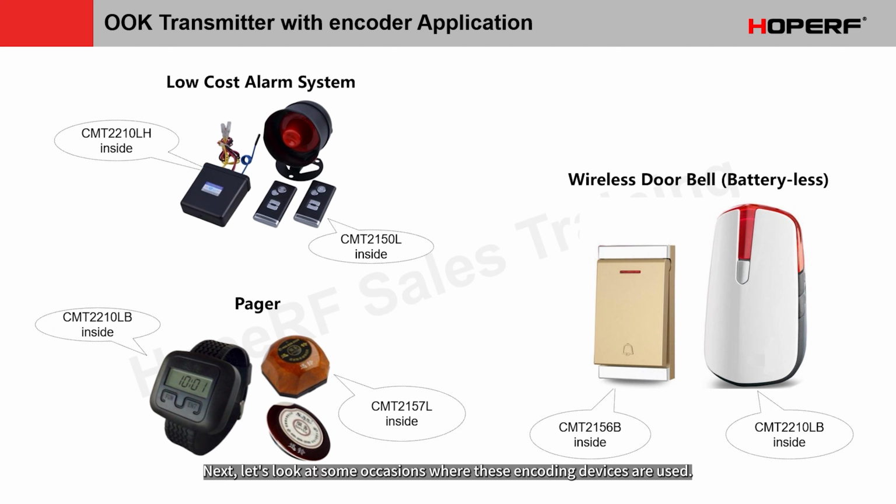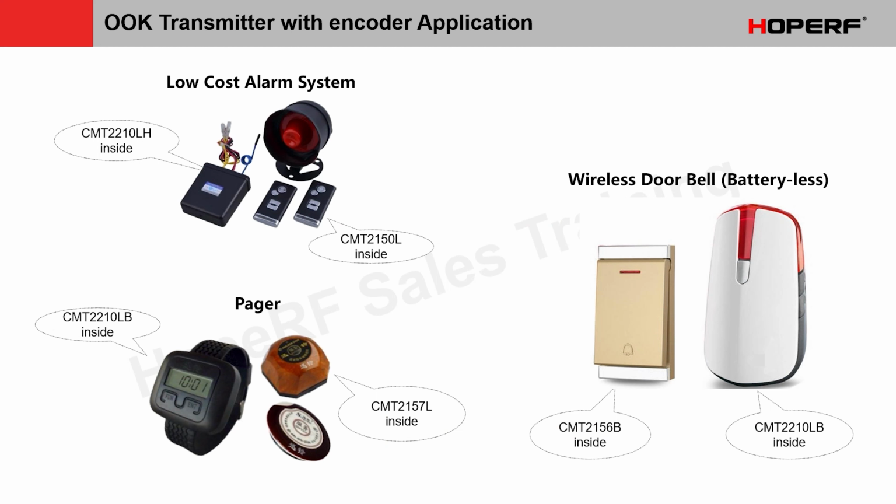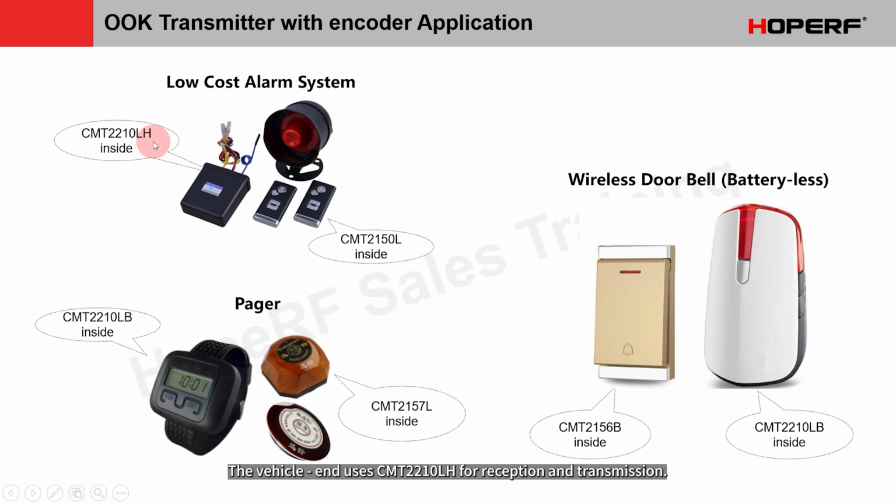Next, let's look at some occasions where these encoding devices are used. Here are 3 examples. 1. Low-cost alarm systems. These are mainly used for 2-wheeled electric vehicles. The vehicle end uses CMT2210LH for reception. The transmitter side matches the remote control with 3 or 4 buttons. Our single-chip solution can handle this. For example, the 2150L is very suitable for a 3-button remote control. The 2157B is very suitable for a 4-button remote control, which can be solved by a single chip.